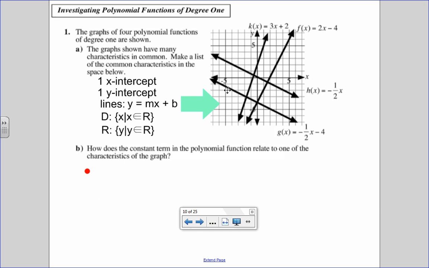They all have a domain where x can be all real numbers because these arms extend infinitely in both directions. So I'm going to cover all the x values and also all the y values. This is true of every degree 1 polynomial.